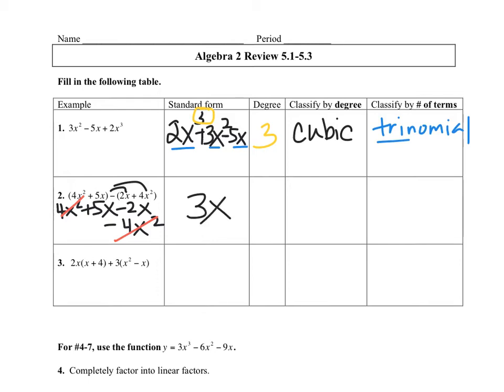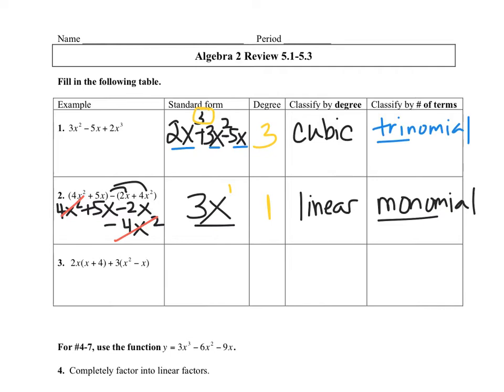All right, let's look at the degree on this. The degree of this polynomial is simply 1 because it has an exponent of 1. And so this is a linear polynomial. If we were to graph y equals 3x, it would be a line. And then the number of terms, it only has 1 term. So it's a monomial. Mono means 1.